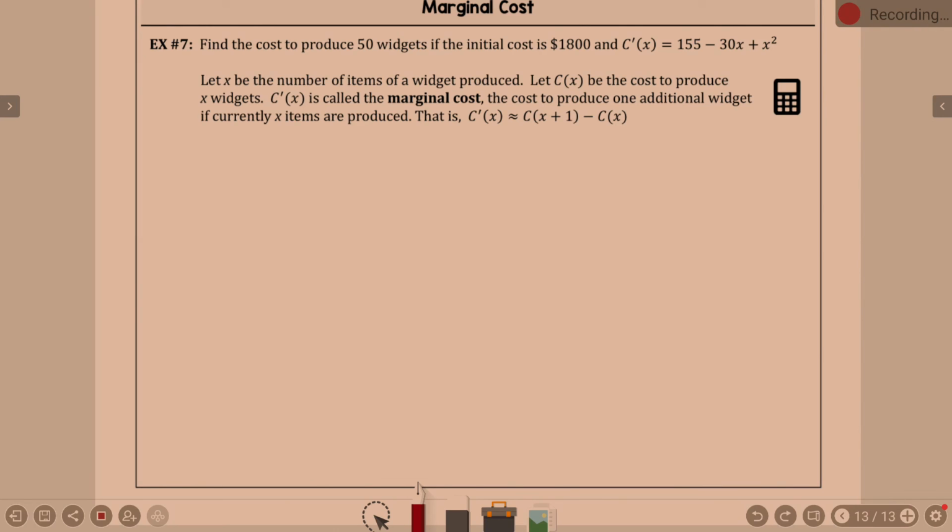We want the cost to produce the first 50 widgets. Okay? Because we all know what a widget is, right? Good old math terminology. So if we want the cost to produce the first 50 widgets, what are we doing here?